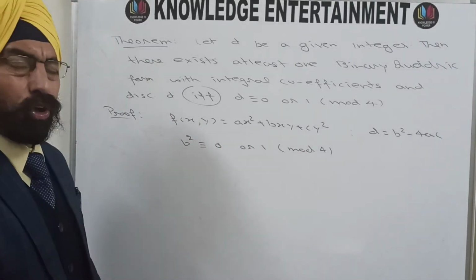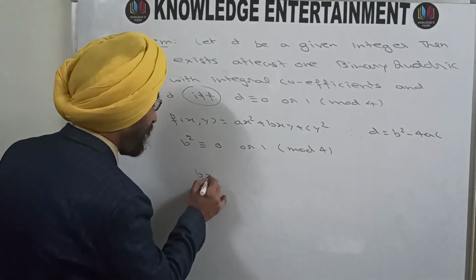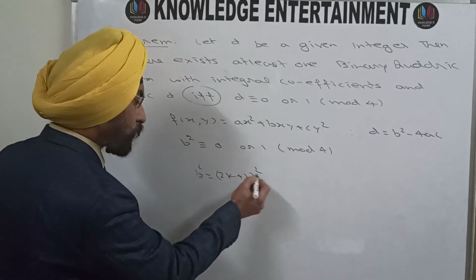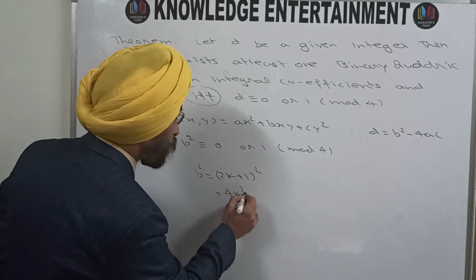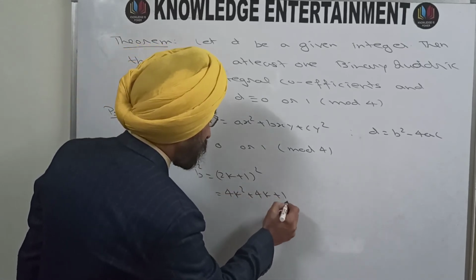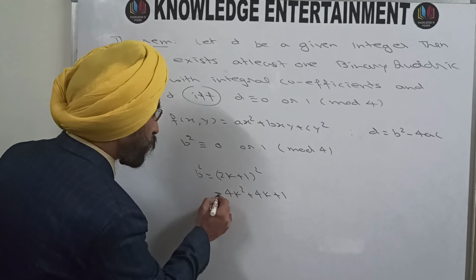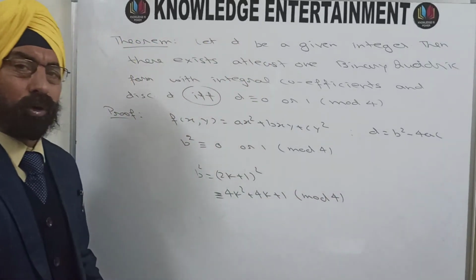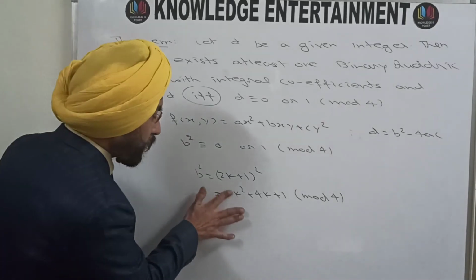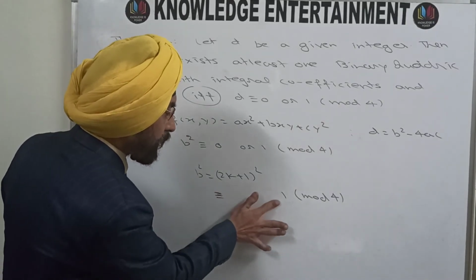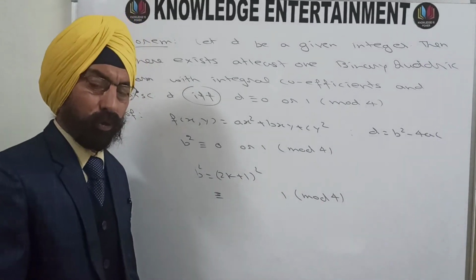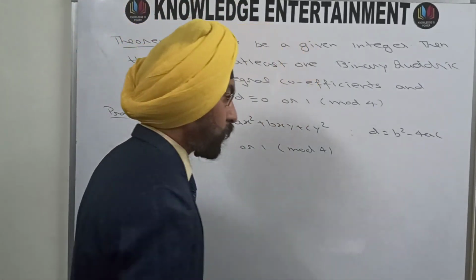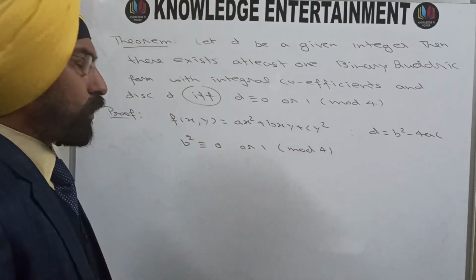And if your b is odd, suppose your b is 2k + 1, then what will b² be? It will be (2k + 1)², that means 4k² + 4k + 1, and since these two are equal, you can take them congruent to each other modulo 4. When you are working with modulo 4, any multiple of 4 can be removed, so you can remove these terms, and you will get b² is congruent to 1 modulo 4. So your b² is either congruent to 0 or congruent to 1 modulo 4.